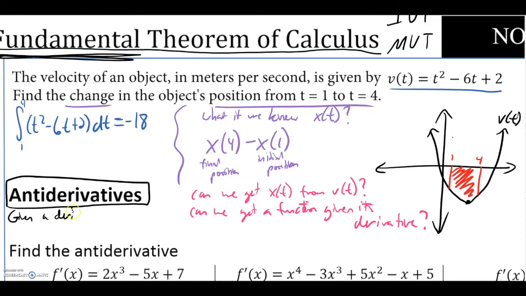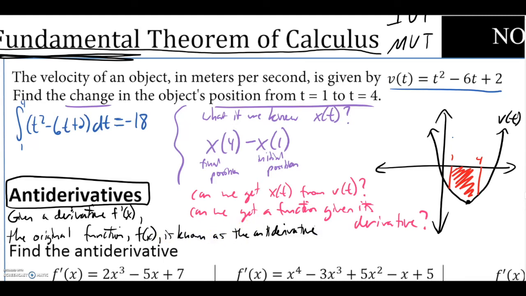Given a derivative, f prime of x, the original function f of x is known as the antiderivative. All that's to say, if we start from a derivative function, we're going to work on going backwards to find out the original function.